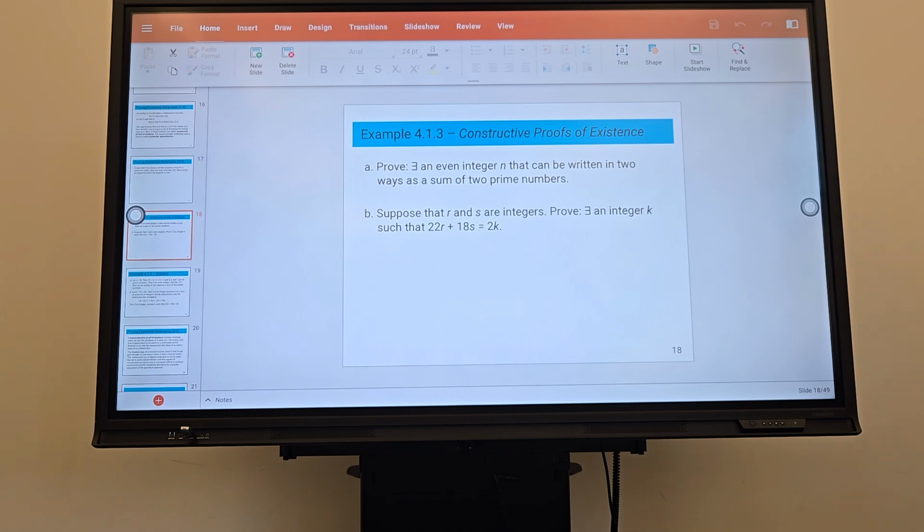Suppose that r and s are integers, prove there exists an integer k such that 22r plus 18s equals 2k. Well, 2k is the definition of an even number.